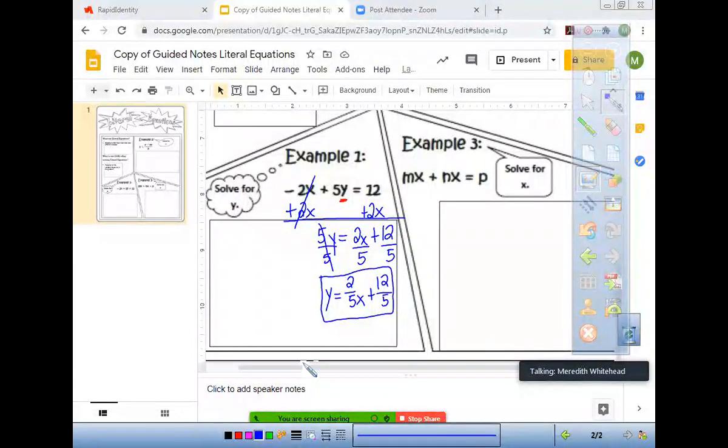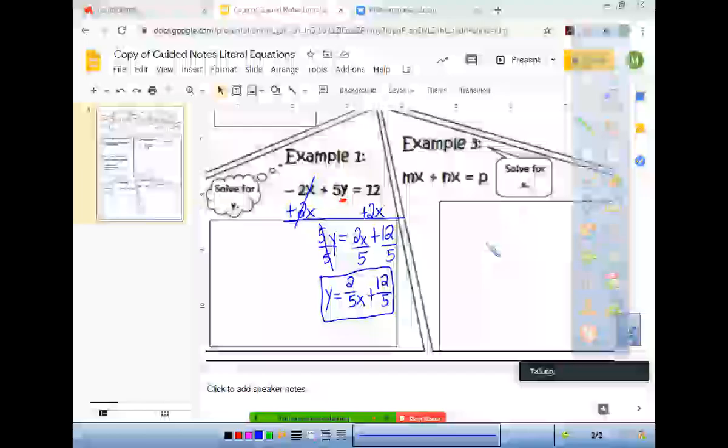Getting the y by itself. And notice that my equation still has an x in the answer. That's okay. That's what's going to happen with these literal equations. They're going to leave more than one variable in your answer. Any questions there on that first one?